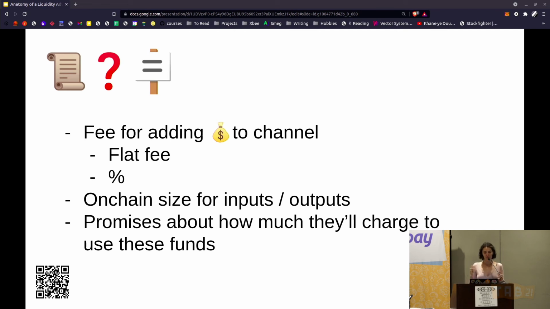So just to recap, there are really 3 things in a liquidity ad. One of them is how much you want to be paid for your capital that you're putting in the channel. The other is how much in on-chain fees the person who opens it will be given. And then the final thing is a promise about how much you'll have to pay in order to use those funds that you've allocated to the channel.